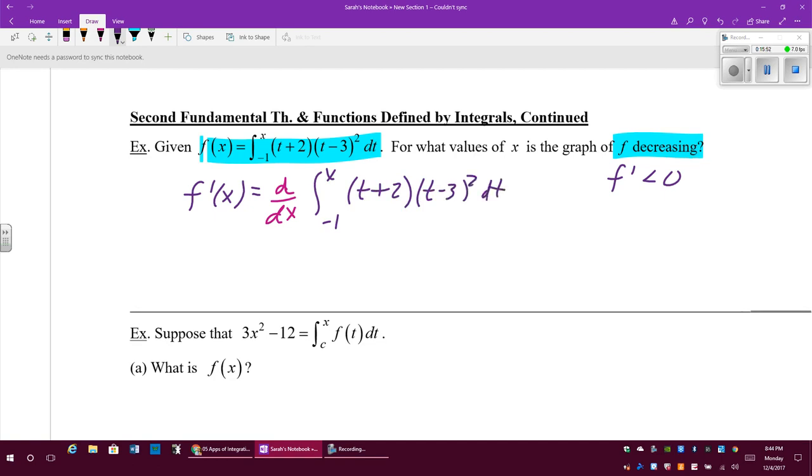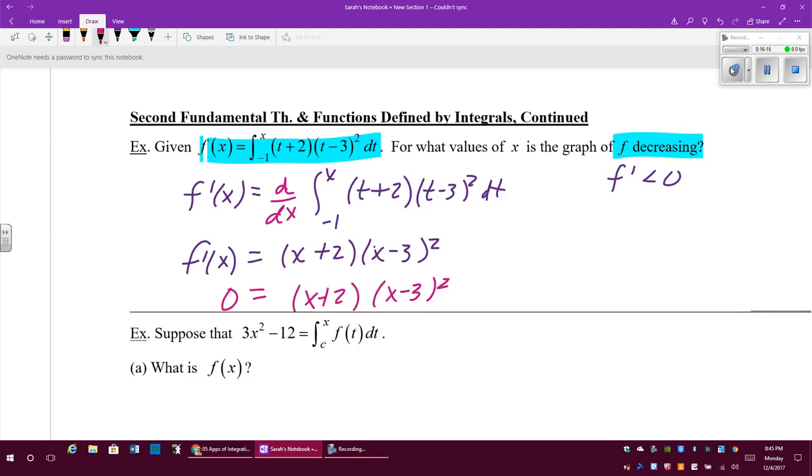And because I know second FTC, I know the derivative of an integral means that this thing is going to become (x plus 2)(x minus 3) squared. And that is f prime of x. If I want to know where this is negative, that means I need to set this equal to 0. And I get 2 critical points. I get -2 and +3.